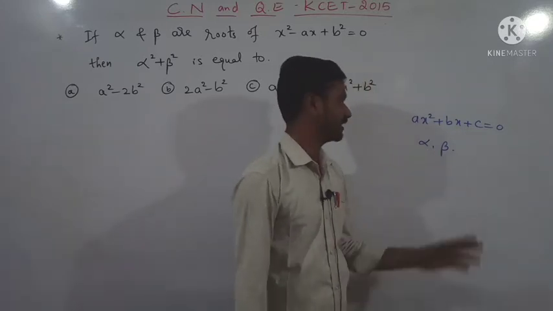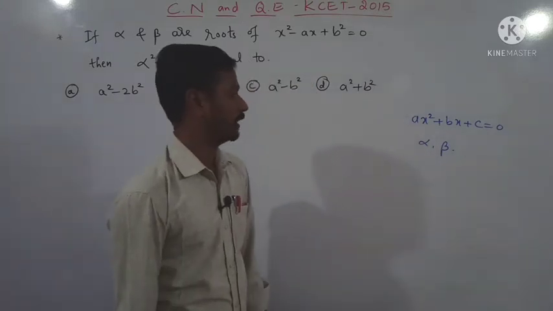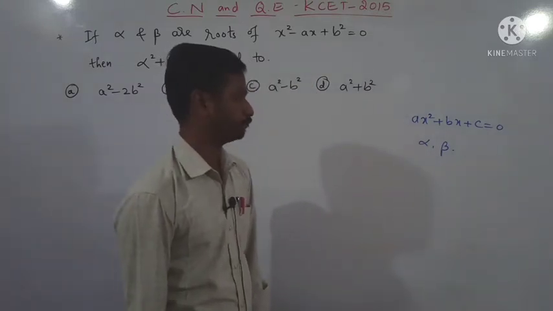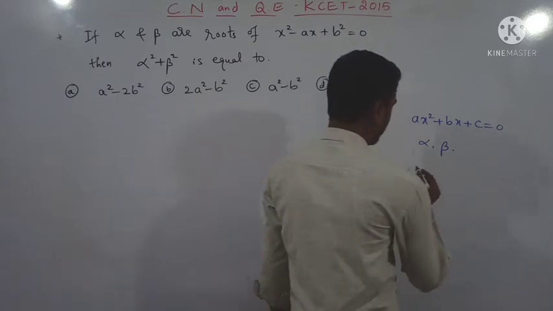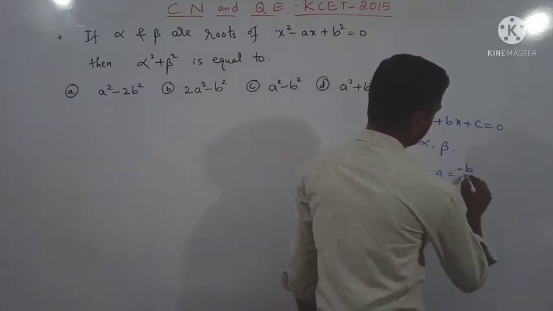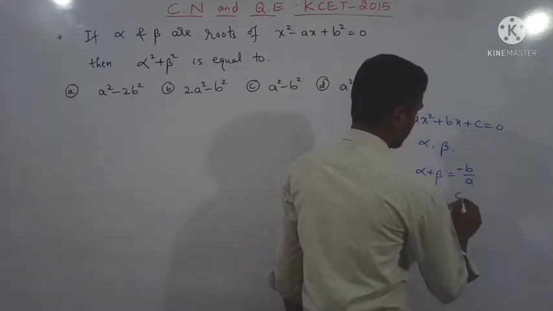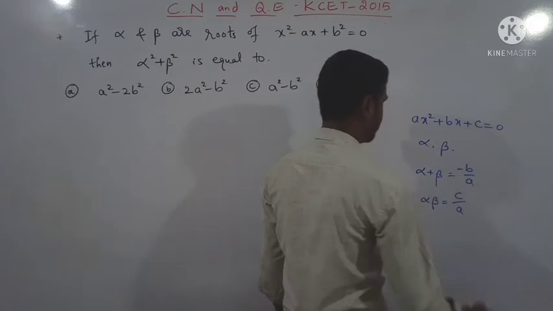Since this is a quadratic equation, it will have two roots. Let them be alpha and beta. And we know that sum of roots, that is alpha plus beta, is given by minus b by a, and product of roots alpha into beta is given by c by a.